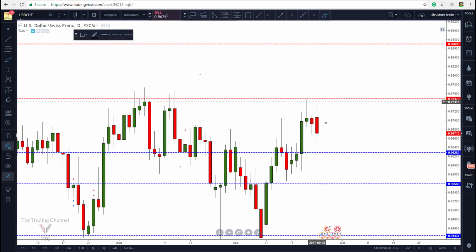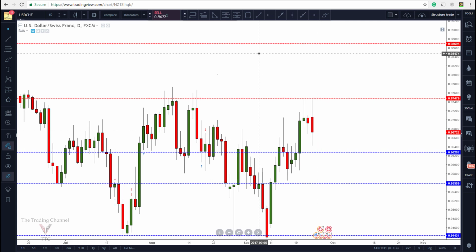I want to see this market push down at least to that 0.9628 level and show me that we can see some buying pressure, show me that we have some potential buyers for this market at that level. That'll be the first thing I'm looking for. But if we push below that level, then I'll be waiting to see if we get buying pressure from 0.9558. I'll be looking in that zone for potential buying opportunities.